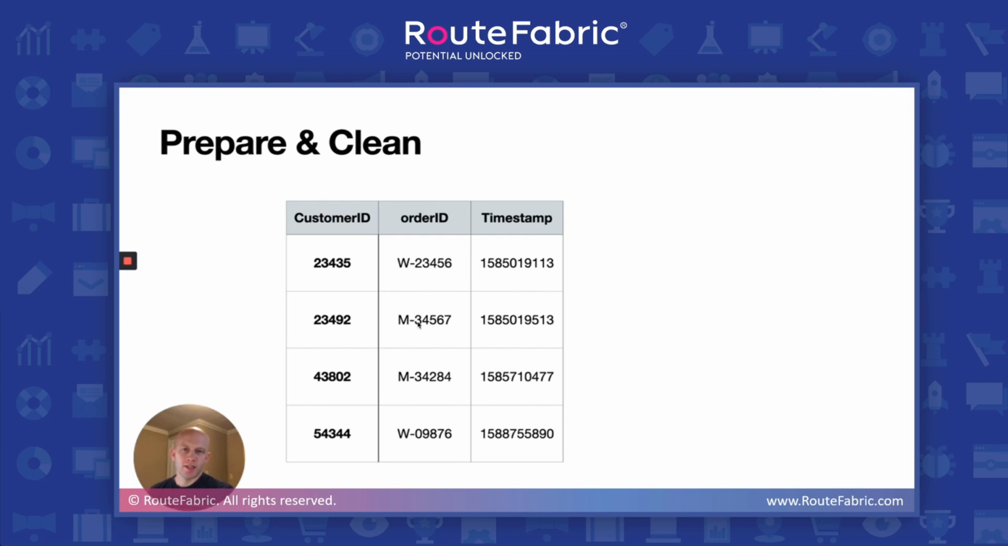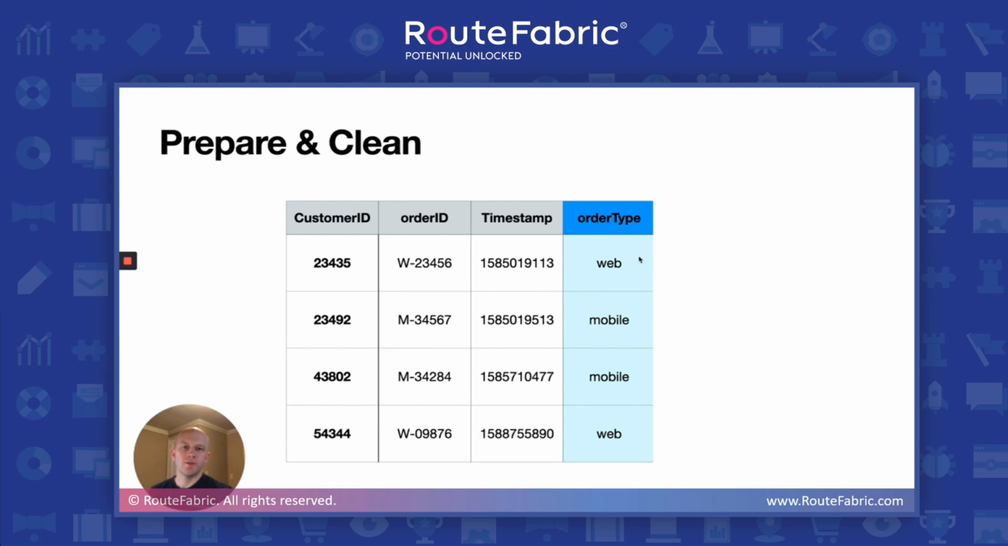part of the cleaning process would involve me extracting out that information into a separate column that I could use in my analysis. So I might add a column called order type that uses some logic or some rule to say if order ID starts with a W, then this variable is going to be a web order. And if it starts with an M, this variable is going to be a mobile order.